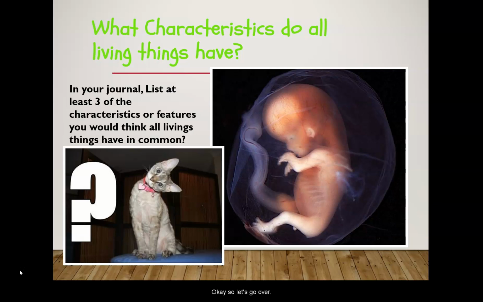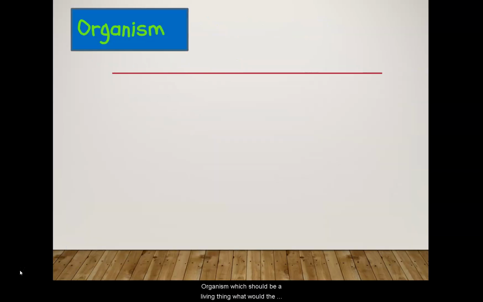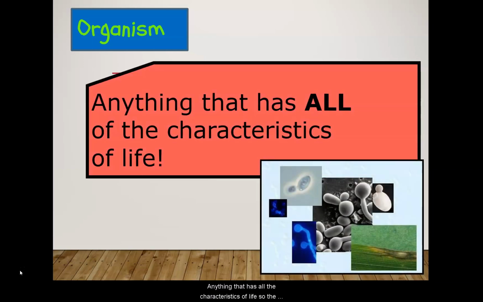Okay, so let's go over the 8 characteristics that all living things have in common. First off, in order to be considered an organism, which would be a living thing, what would the definition of that organism be? Anything that has all of the characteristics of life.